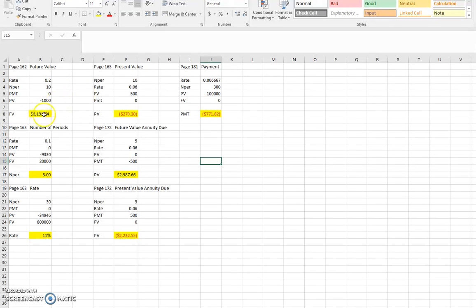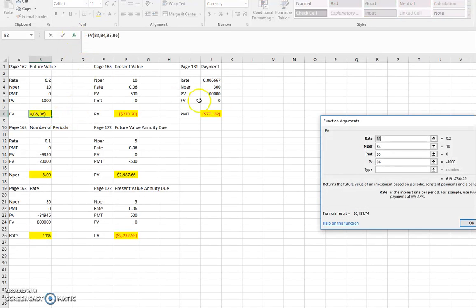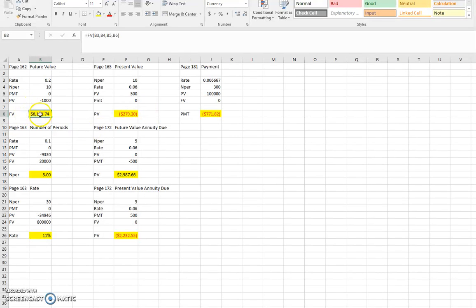But first, just in this future value, I want to pull this up and show you what I did. If I hit the f of x, and notice it's already in the FV, so I didn't have to pull it up. I'm just selecting the rate, and notice it has to be in decimal form, 0.2 for Excel. And number of periods and payment. Payment's going to be 0 in this example. And the present value is a negative 1,000 because I'm giving a cash flow out and I expect to have a positive future value amount. And if I hit OK, we see that positive future value amount.